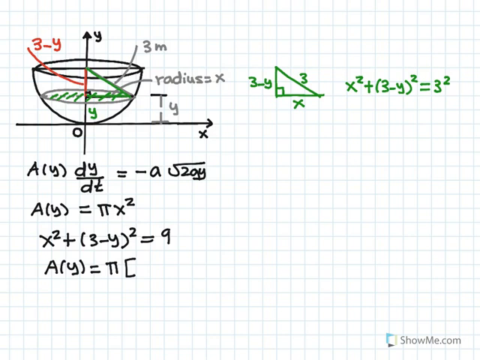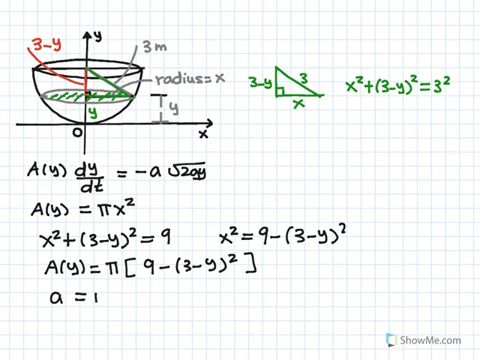Solving for x squared, we get x squared is equal to 9 minus (3 minus y) all squared. Let's substitute that in. We get pi times 9 minus (3 minus y) all squared. And the area of the hole at the bottom is equal to pi times radius squared, and the radius is 2 centimeters. Let's change that to meters. We're in a metric system, so 0.02 meters all squared. This is equal to 0.0004 pi, and the units are meters squared. So this is the cross-sectional area of the hole at the bottom.